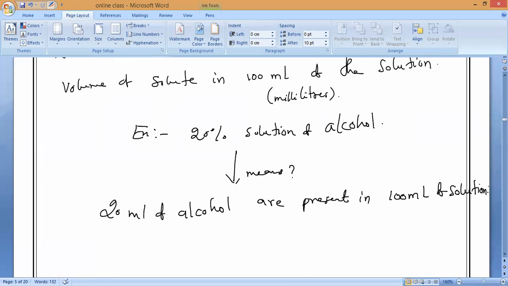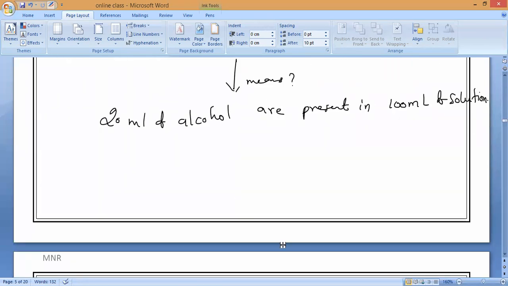Now, please respond. Yes, sir. Now, what about the solvent percentage? What about the solvent? So, who is the solvent in 20% alcohol? 80, sir. Yes, 80. So this 80 is also in the solution, so you can see 100 ml of solution.